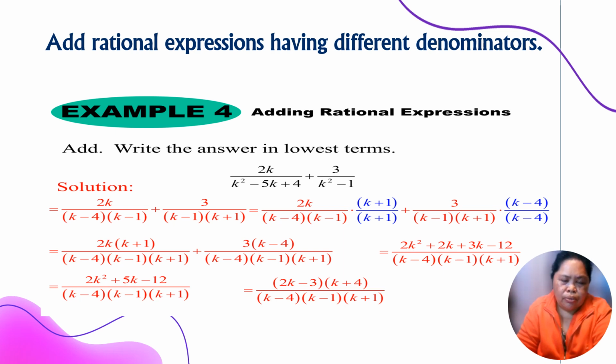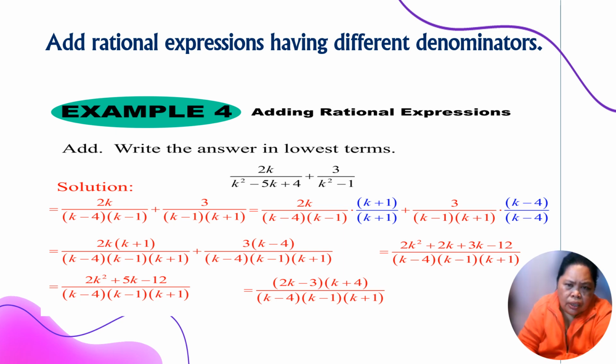Okay, so we have another example here. 2k over k squared minus 5k plus 4 plus k over k squared minus 1. All we need here is to factor out all the given. So we have k minus 4 and k plus 1 for the factors of k squared minus 5k plus 4. And then for k squared minus 1, we have k minus 1 and k plus 1.